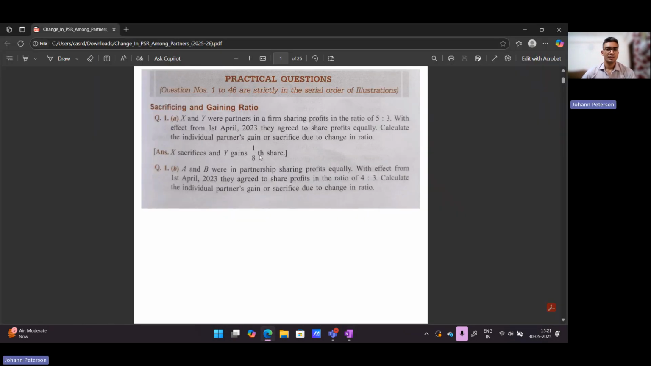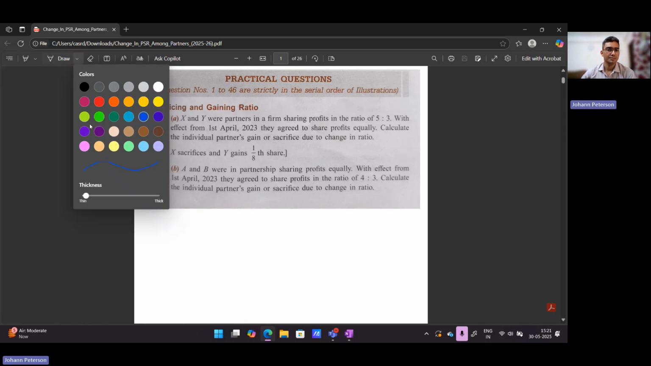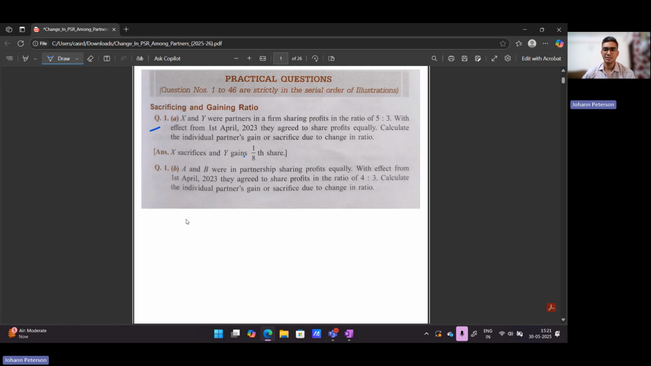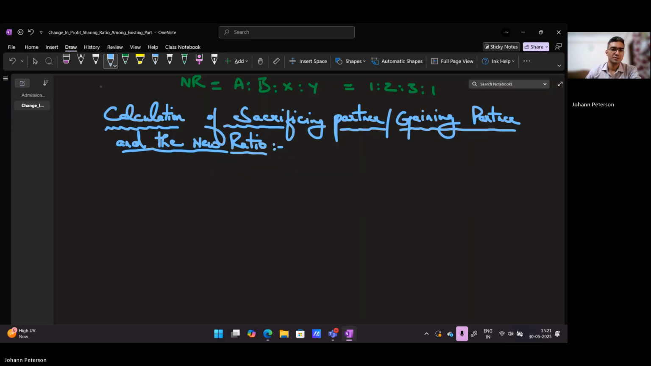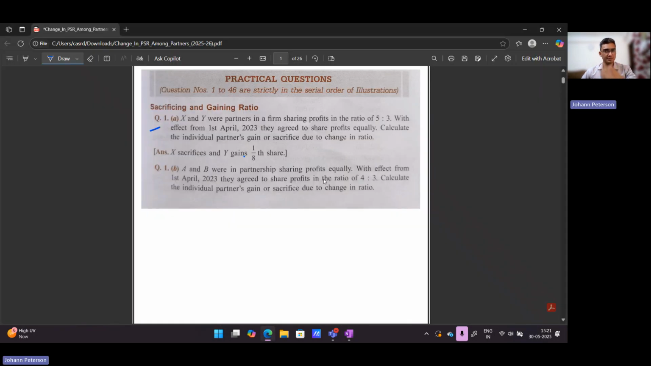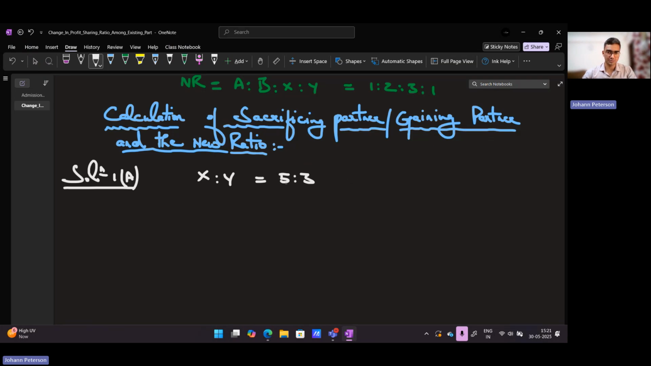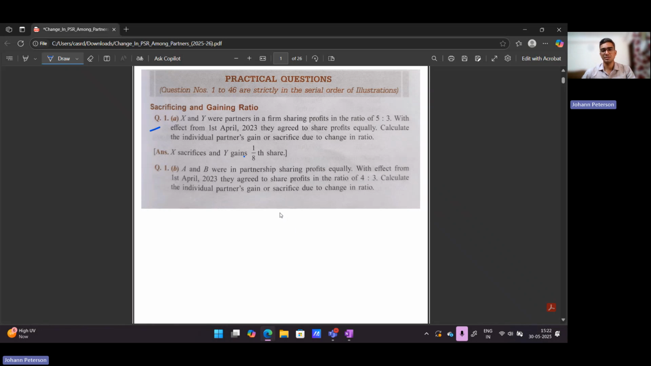So let's look at question 1.A. It says X and Y were partners in a firm sharing profits in the ratio of 5:3. So X and Y are two partners. The ratio is said to be 5:3. Then it says, with effect from the 1st of April 23, they agree to share profits equally. So this is their old ratio, and the new ratio now is 1:1. Calculate the individual partner's gain or sacrifice due to the change in the ratio.